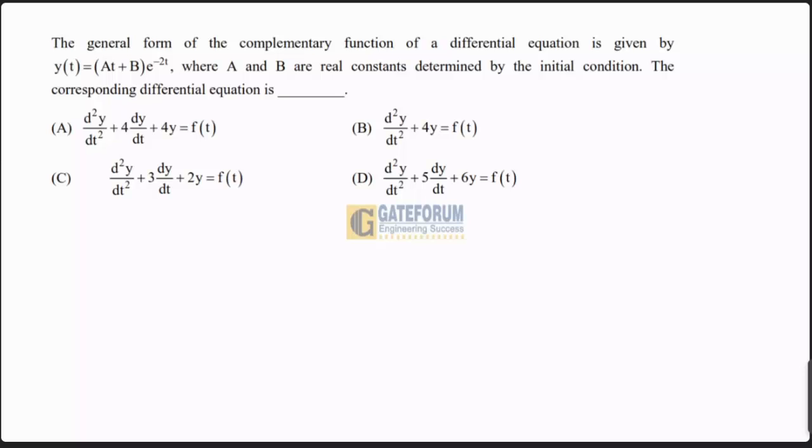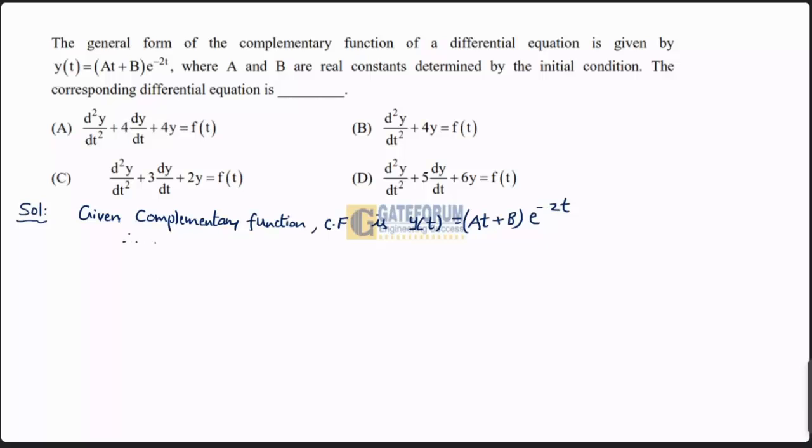This is one more question. The solution is, so given complementary function, usually abbreviated as CF, is y of t is equal to (at plus b) into e power minus 2t.